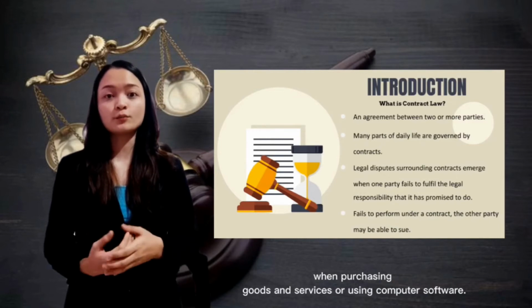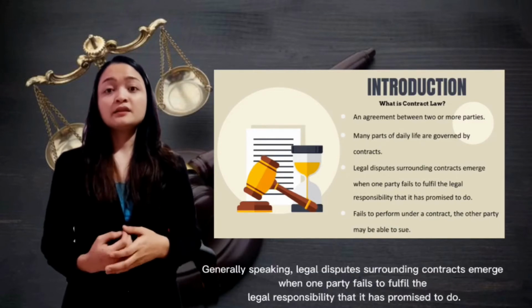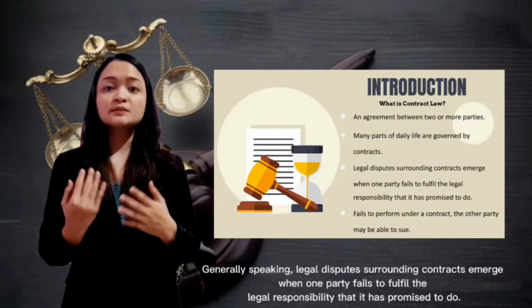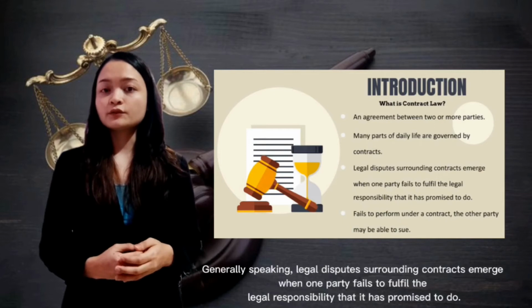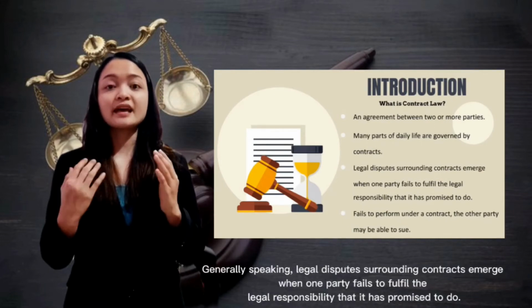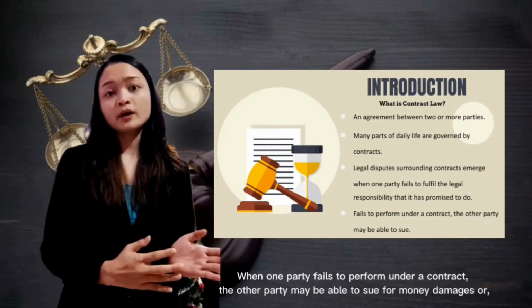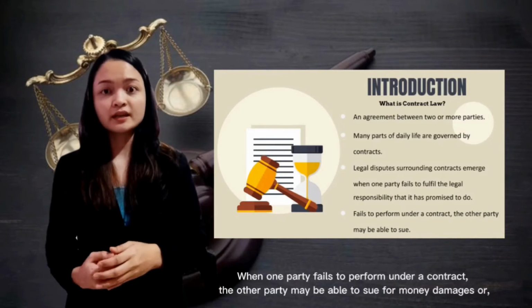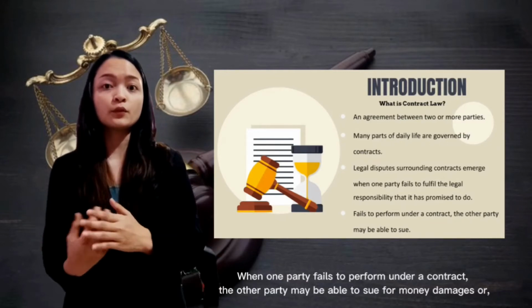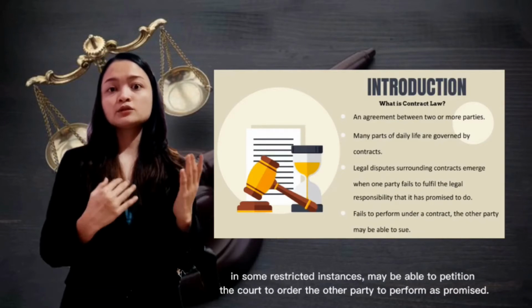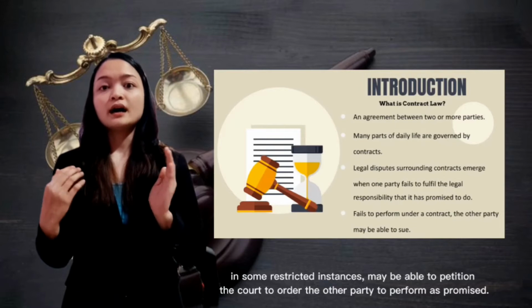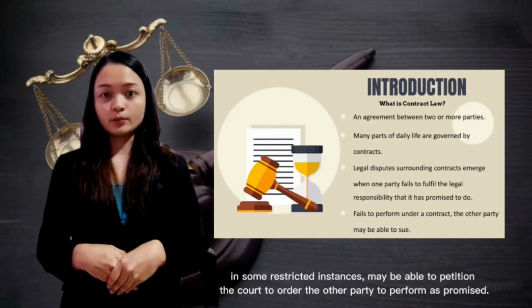or using computer software. Generally speaking, legal disputes surrounding contracts emerge when one party fails to fulfill the legal responsibility that it has promised to do. When one party fails to perform under contract, the other party may be able to sue for money damages or in some restricted instances, may be able to petition the court to order the other party to perform as promised.